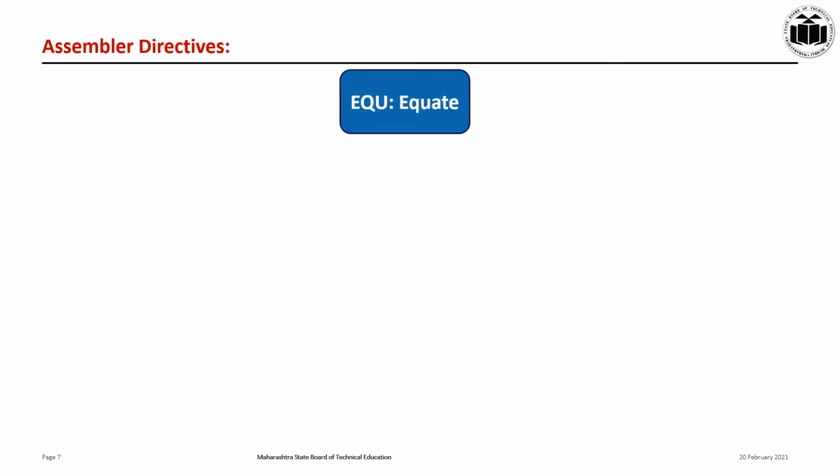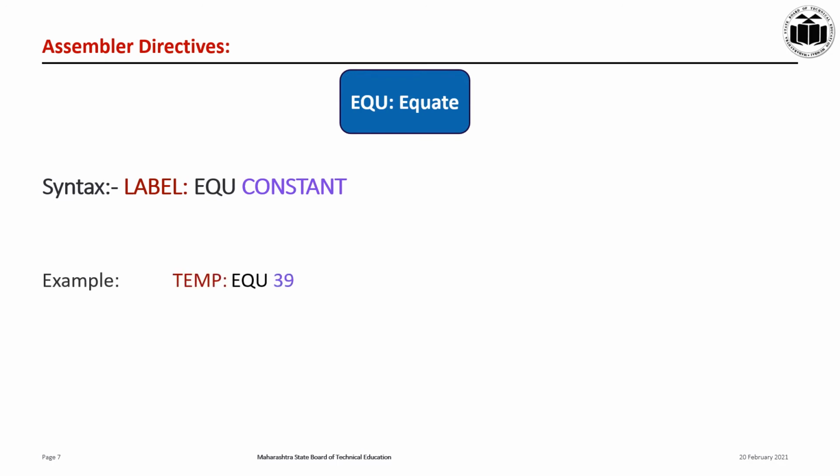Next directive is EQU. Equate directive is used to define a constant without occupying a memory location. The EQU directive does not set aside storage for a data item, but associates a constant value with a data label so that when the label appears in the program, its constant value will be substituted for the label. Syntax: label EQU constant. Example: temp EQU 39, MOV A, #temp. In the above example, the value 39D is assigned to the label temp and then can be copied into register A anywhere in the program.